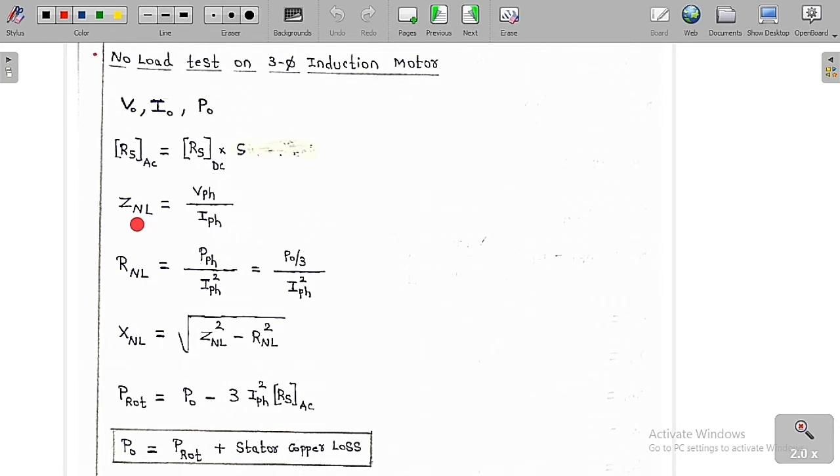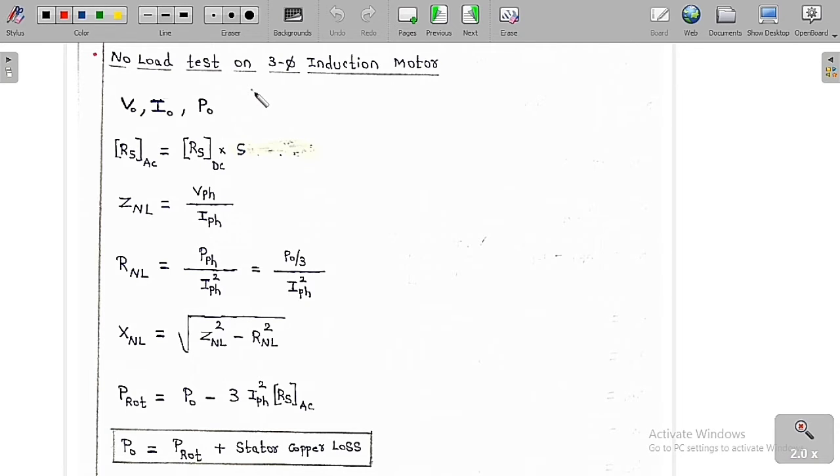And what is the no load impedance? At the no load condition, for the impedance you have to draw the per phase diagram. I have already told you that at no load the slip is S equal to Ns minus Nr by Ns. At no load Nr is nearly equal to Ns.